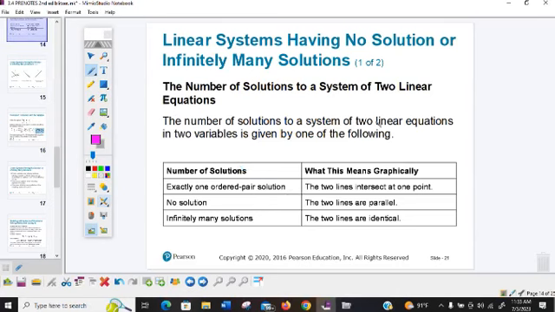In this video, we're going to talk about what happens when systems have no solution or infinitely many solutions. What we've dealt with so far is when they had one solution. They meet at one point where those two lines intersect. But there are times that those two lines are parallel and there are no solutions. And sometimes those two lines are the exact same line and there are infinite solutions.